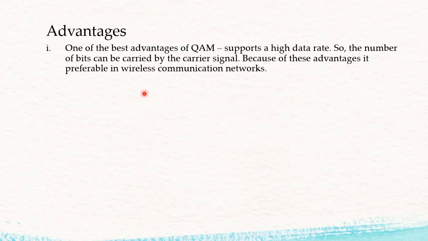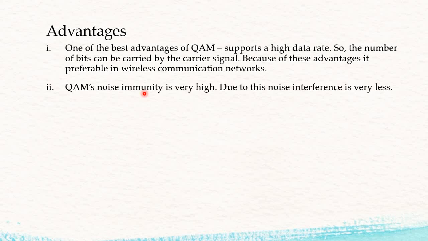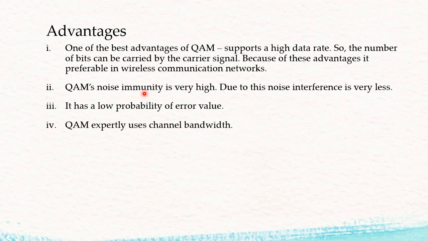Advantages of QAM. One of the best advantages of QAM is that it supports a high data rate, so a large number of bits can be carried by the carrier signal. Because of this advantage, it is preferable in wireless communication networks. So this is a major advantage of the application of QAM. It is widely used in wireless communication networks. QAM's noise immunity is very high. Due to this, noise interference is very less. It has a low probability of error. QAM efficiently uses channel bandwidth. So these are all the advantages of using QAM.